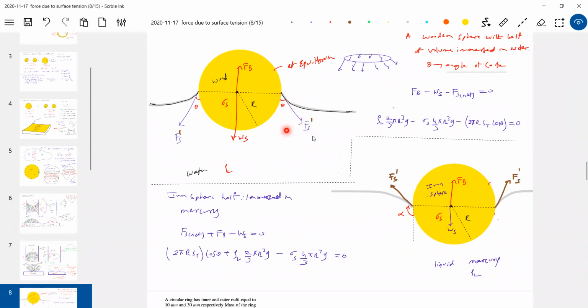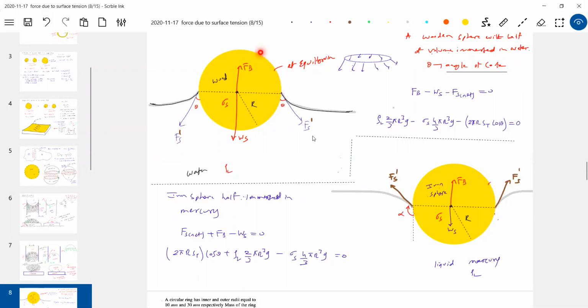Now you have to ask the question, what is the force exerted by the wooden sphere on the free surface? Anybody wants to reply? Shall I show it upward, opposite to this Fs dash? Because of Newton's third law, action and reaction are equal and opposite. What is this F dash? The force exerted by the free surface on the wooden sphere. The force by the wooden sphere on the free surface should be opposite. Getting the idea?